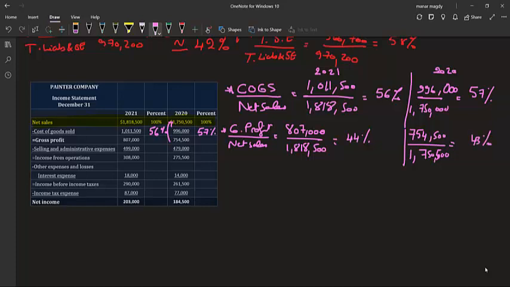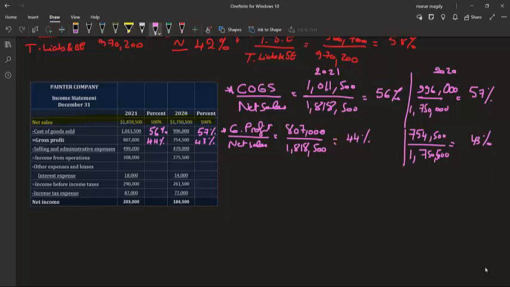44%, 43%. Let's delete this. So the gross profit increased by 1% due to saving 1% in the cost of goods sold.